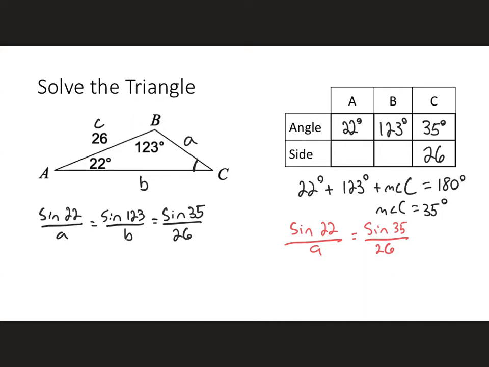This is a proportion that we can solve. It has only one variable, and that's A in the denominator. I'm going to actually solve it in a very similar way to the way I solved the last example. I'm going to swap the location of sine of 35 and A, and I'm going to multiply 26 by both sides at the same time. So 26 times the sine of 22 over the sine of 35 will equal A.